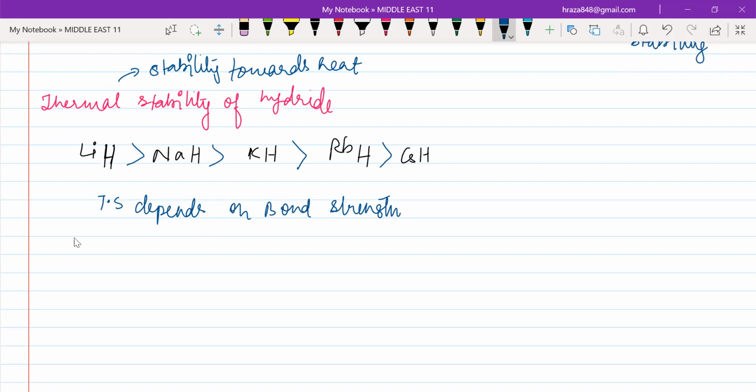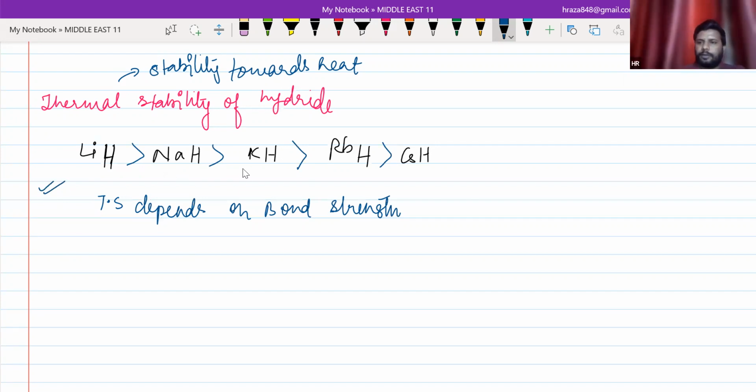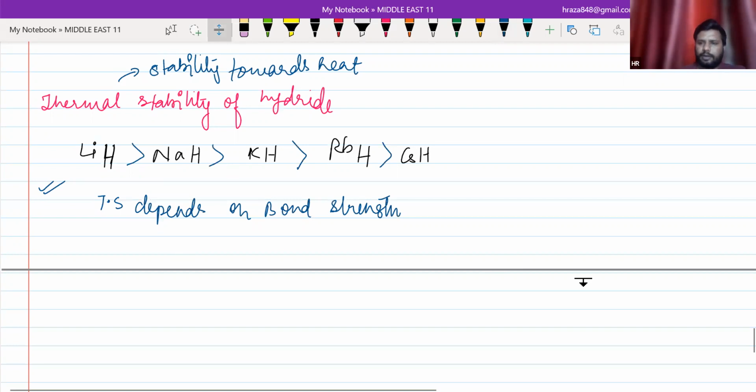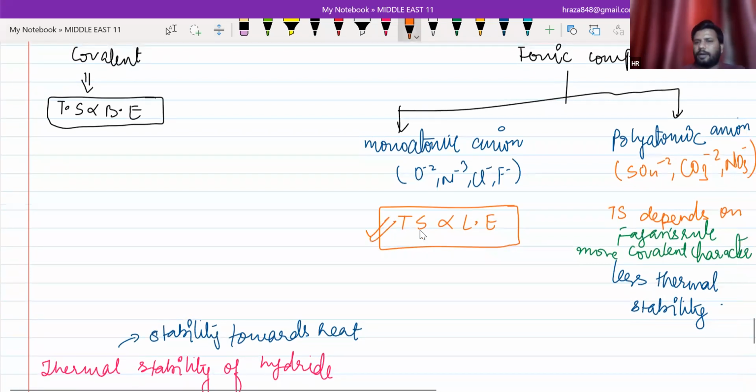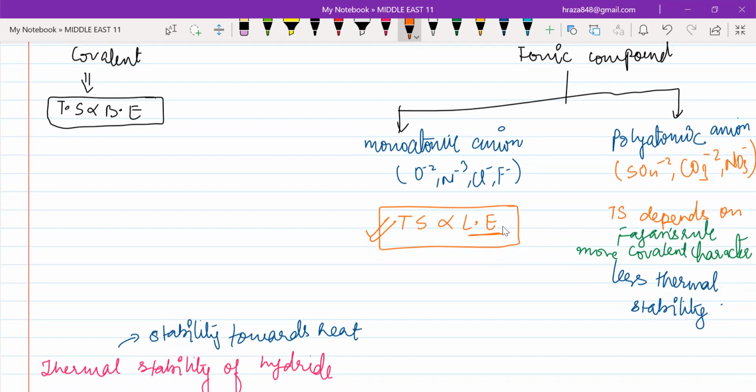Yes, sir. If you have any doubt, you can ask me. Is this covalent? Wait a minute, it is monoatomic. Thermal stability is directly proportional to lattice energy. Lattice energy is inversely proportional to size of ions. That's why the size of ions matters. Okay, sir.